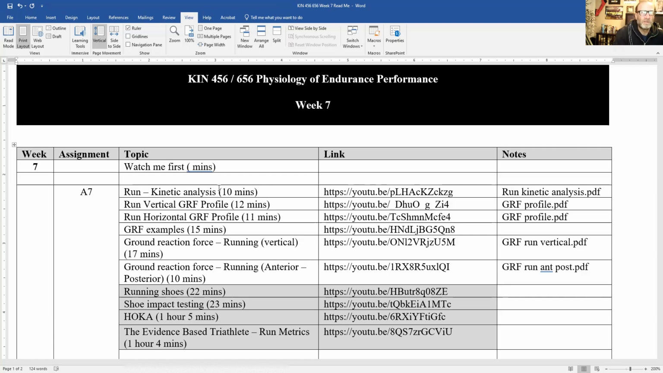So first presentation, sort of the big picture kinetic analysis. Second is more dialing into vertical ground reaction force. And then the third, the anterior posterior ground reaction force. The next presentation is sort of almost a lab exercise where I use the portable force platforms and I do a number of movements on it.